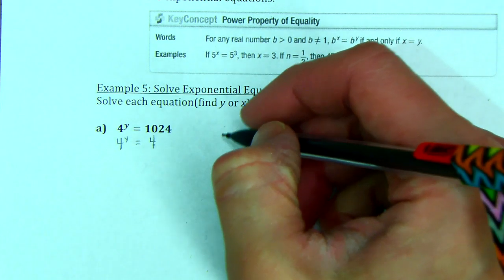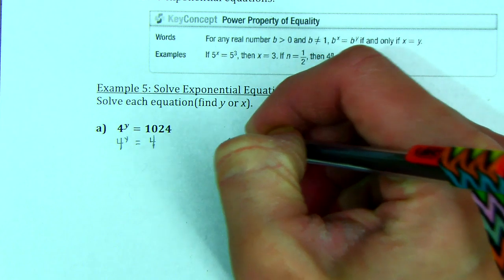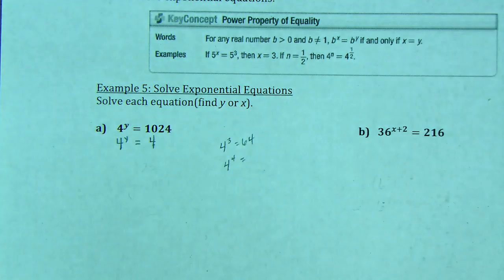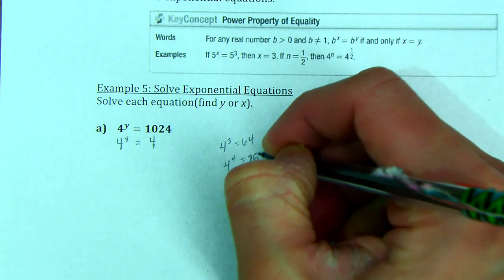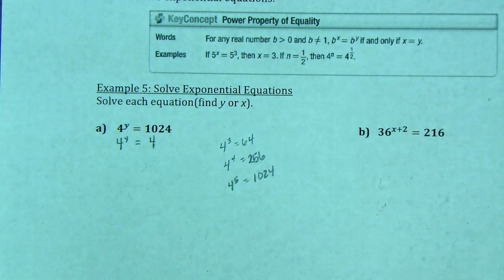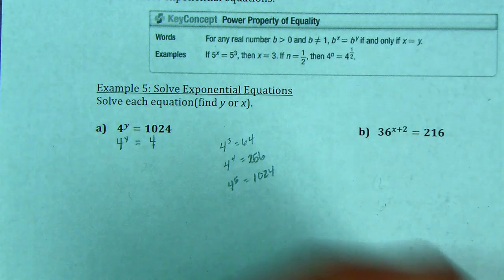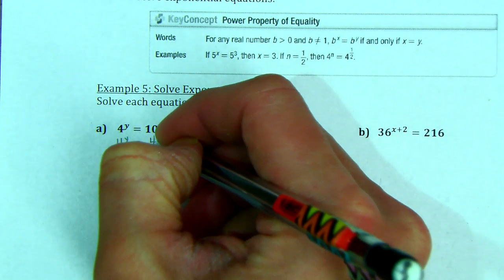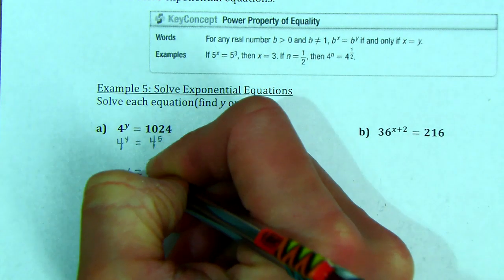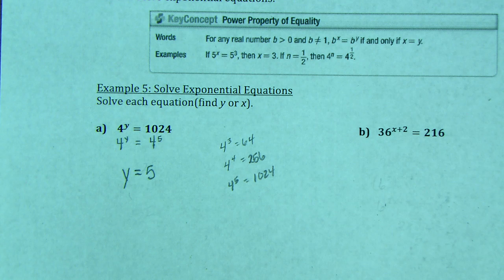So I was showing work. I know that 4 cubed is 64. 4 to the 4th then would be 64 times 4, which is 256. And 4 to the 5th then would be 1024. Double check my math, and I am correct. So 1024 is really 4 to the 5th, which means that y, exponent y, equals 5. Now that was a pretty straightforward question. It's just rewriting 1024 as a power with a base of 4.